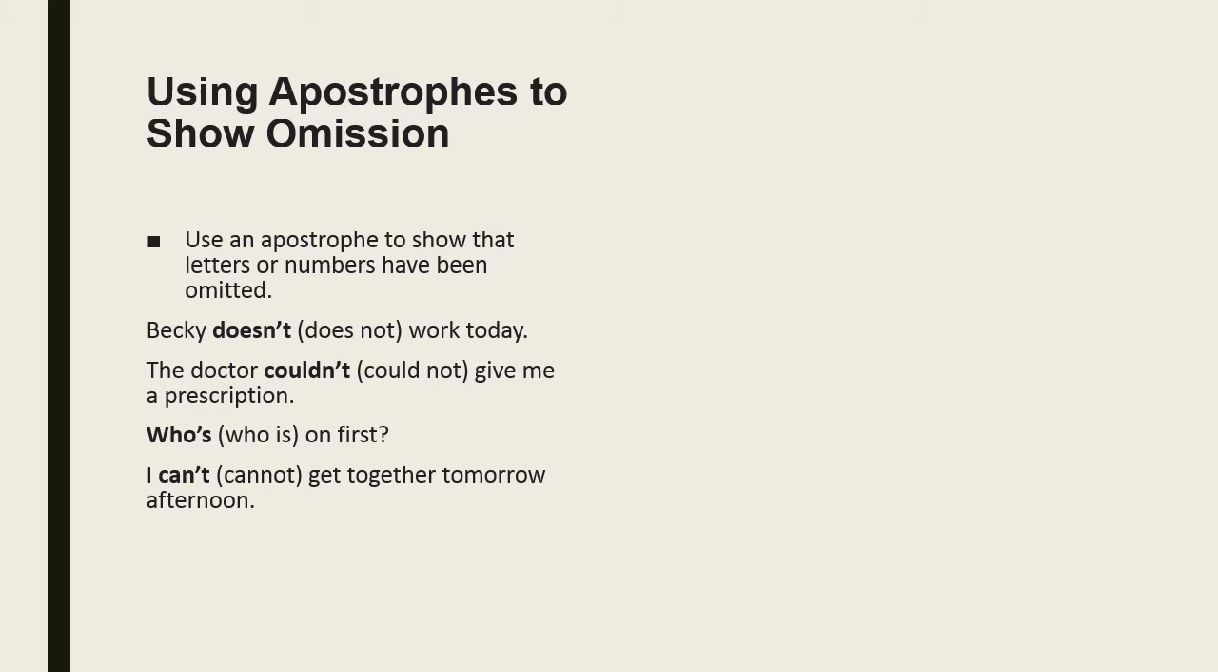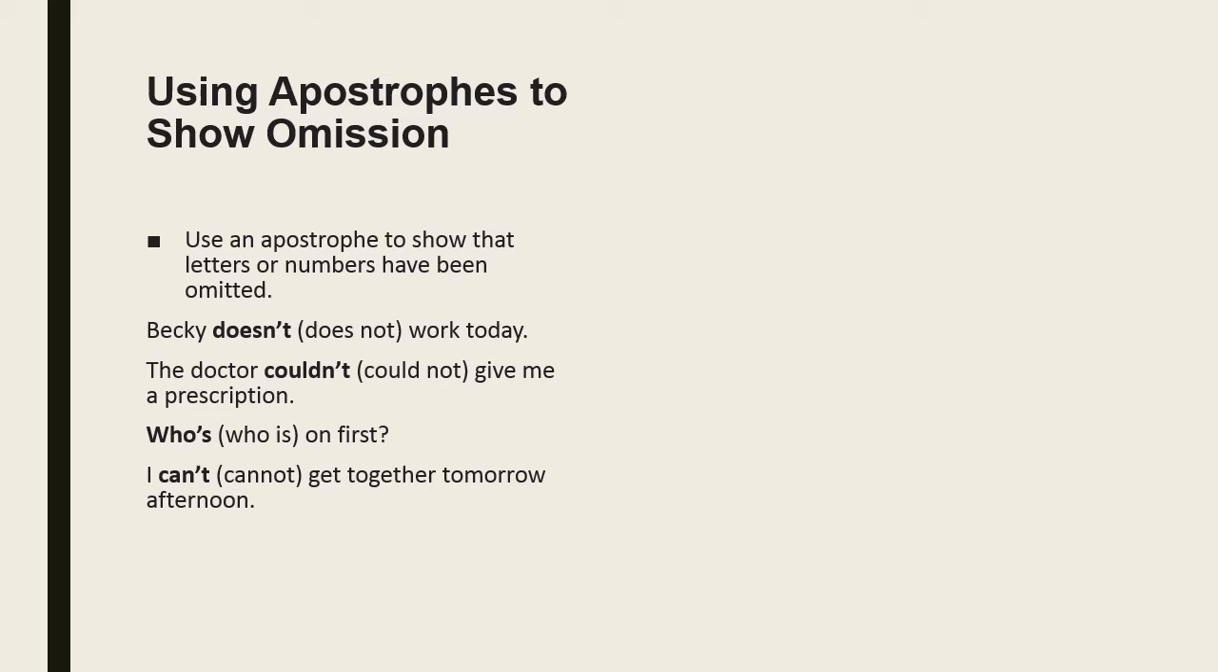The doctor couldn't give me a prescription. It means the doctor could not give me a prescription. Who's on first? Which means who is on first. I can't get tomorrow afternoon, which means I cannot. So all of these contractions use an apostrophe, and in this case the apostrophe shows omission.